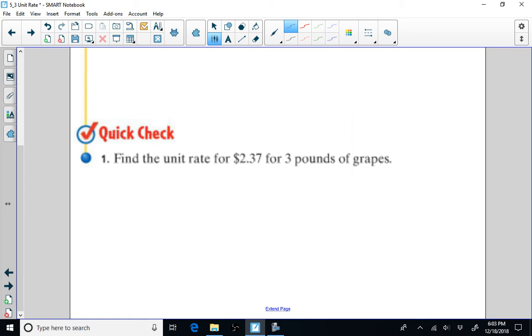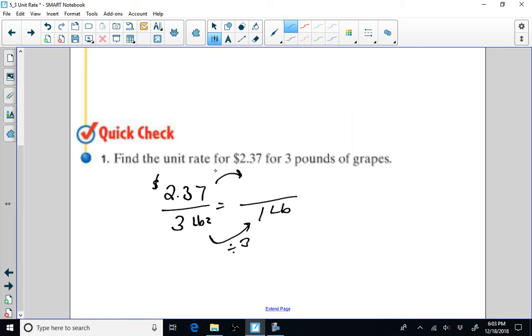It says to find a unit rate for $2.37 for 3 pounds of grapes. Once again, I like for my students to write the ratio that's given. So that would be $2.37 for 3 pounds. We want to write an equivalent ratio with a denominator of 1. To write an equivalent ratio, we'd have to divide 3 by 3 to get a denominator of 1.